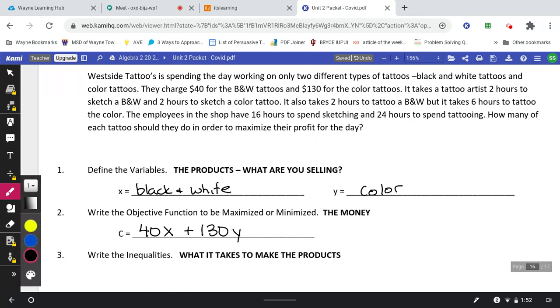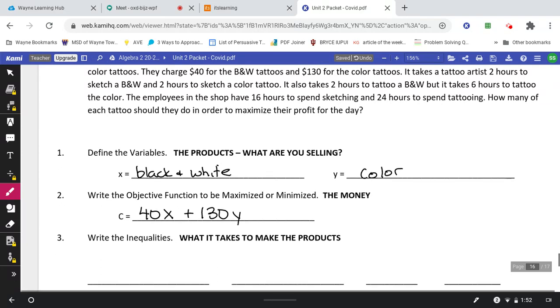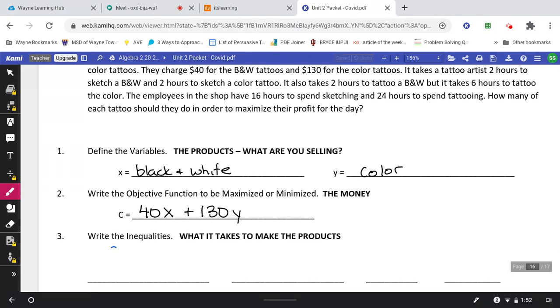Then we look and see the two types of things that this problem requires in order to make your products. When I look through and read this, I see words that look like sketch, and I see other ones, that actually here it's just tattoo. So that's the person actually putting the ink on your body. So we're going to do the sketch. Will be our blue.